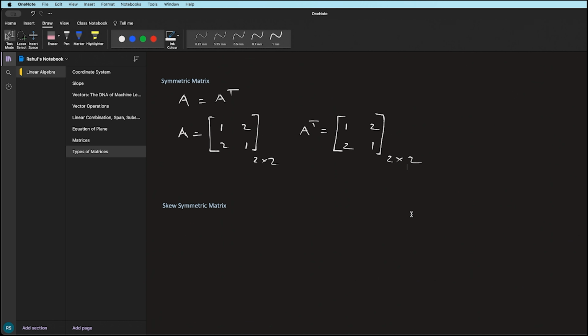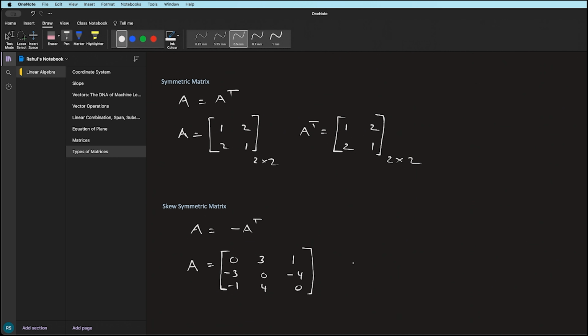Now coming to the skew symmetric matrix. In the skew symmetric matrix, there is a condition, that is A equal to negative of A transpose. If this condition is satisfied, then you can say that this matrix is called a skew symmetric matrix. So for example, I can write A equal to 0 3 1, then minus 3 0 minus 4, and minus 1 4 0.